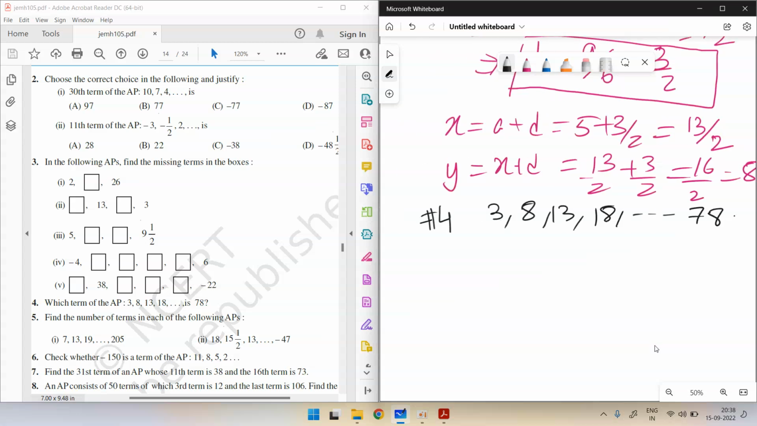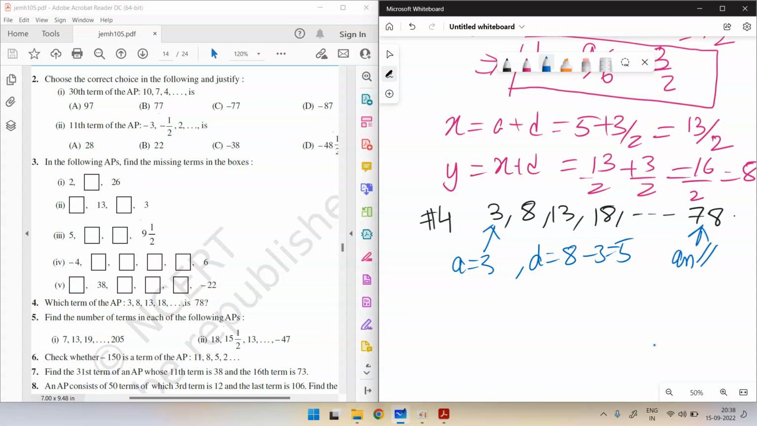This is my 78. So now I'm assuming that this is my nth term, a of n is 78, and this is the first term of an AP, so a equals 3. And what is d? It is 8 minus 3, nothing but 5. And a of n is 78.